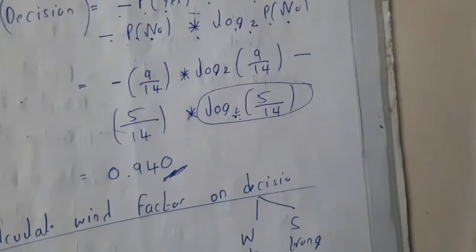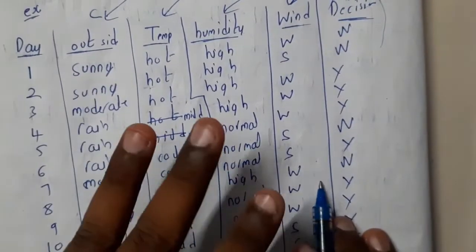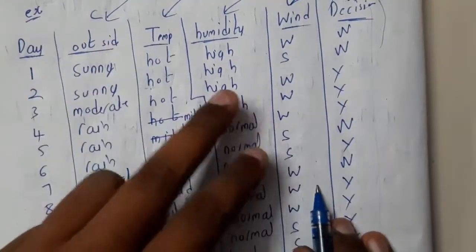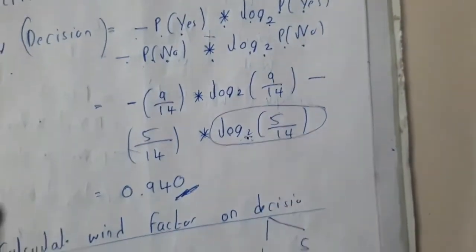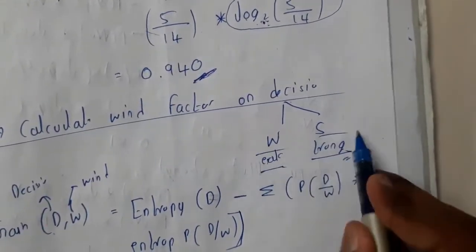So let us first go through wind, guys. If you observe here, in outside we are having three situations. In temperature, we are having again three situations. In humidity, we are having two, and in wind, we are having two. So among these, select one, guys. I took wind as my example. So wind, we are having two options, that is nothing but weak or strong.